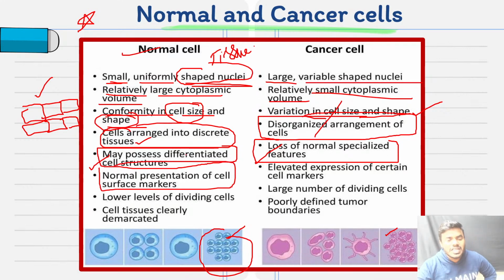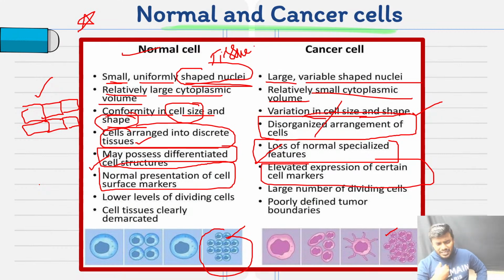Abnormal presentation of cell surface markers, elevated expression of certain cell markers. Friends, you know, right? Take an example of surface markers, the MHC molecule. MHC molecule has to be expressed only at one particular level. It should not be expressed beyond the normal level. In our normal cells, whatever the extent to which the surface marker has to be expressed, it will be expressed only to that extent. But if you look into the cancer cell, friends, the expression of any kind of surface marker will be elevated. They will express it for a very long time.